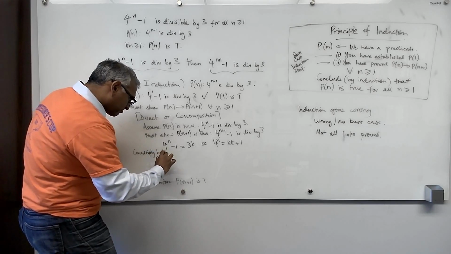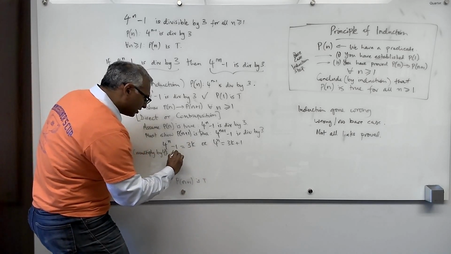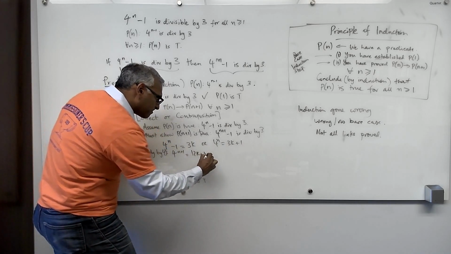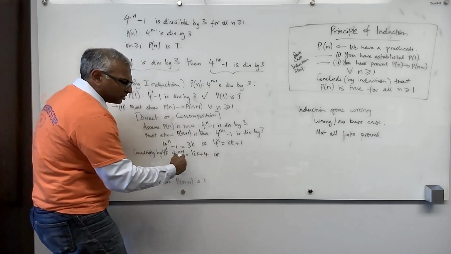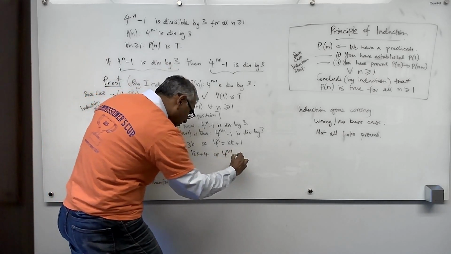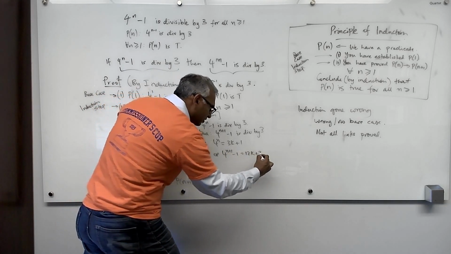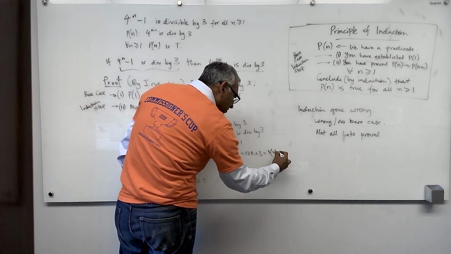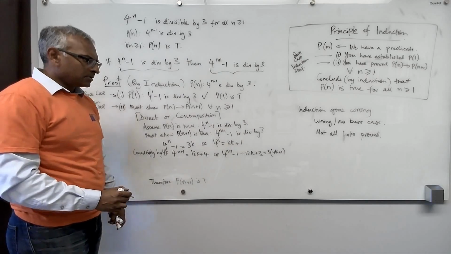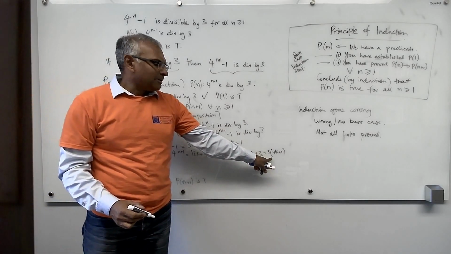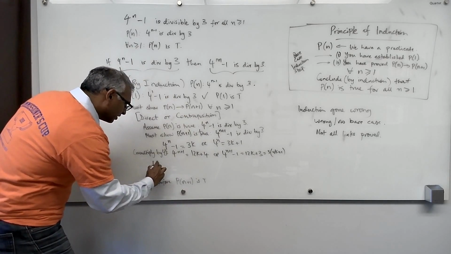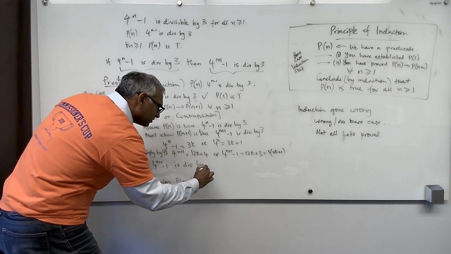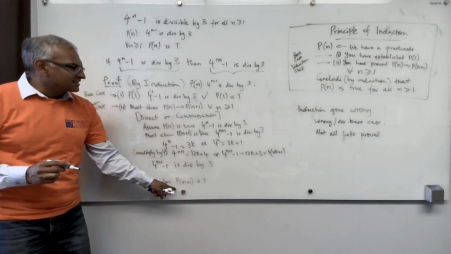Okay, and that gives me 4 to the n plus 1 is equal to, multiply this side by 4, 12k plus 4. Or, if I subtract 1 from both sides, 4 to the n plus 1 minus 1 is equal to 12k plus 3. Okay. But that is equal to 3 times 4k plus 1. So 4 to the n plus 1 minus 1 is a multiple of 3. 4 to the n plus 1 minus 1 is divisible by 3. And that's exactly the claim.